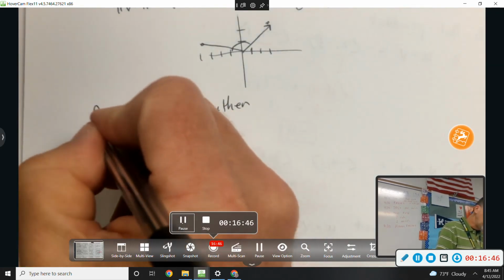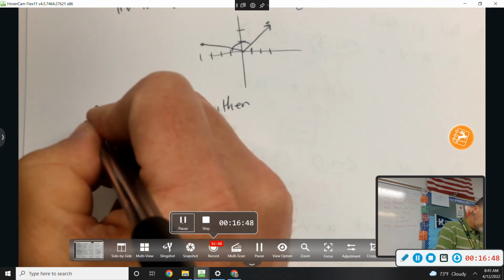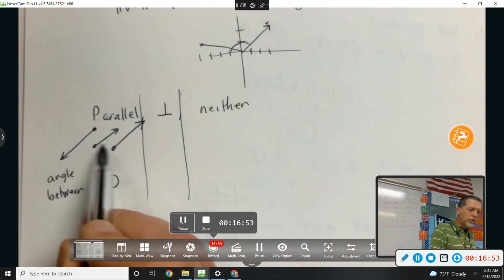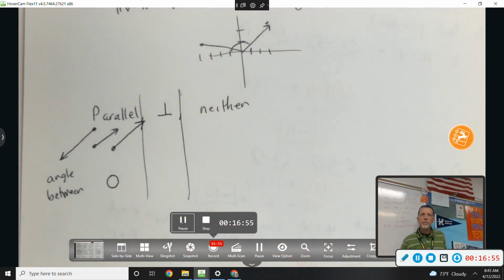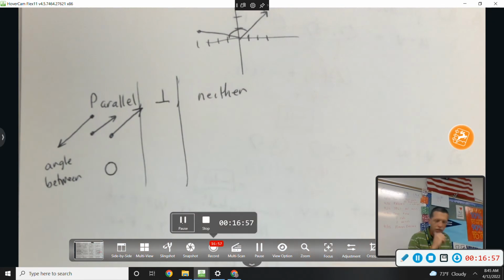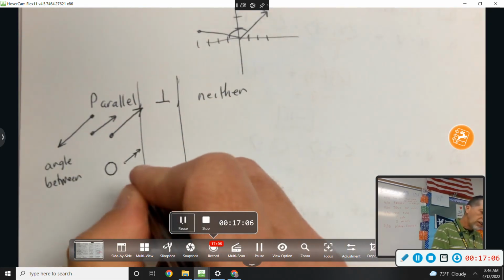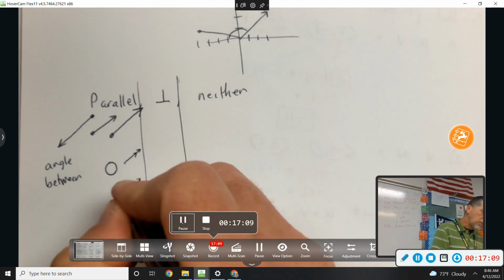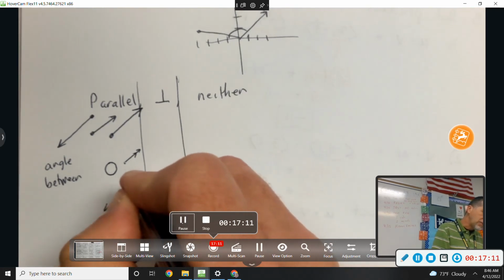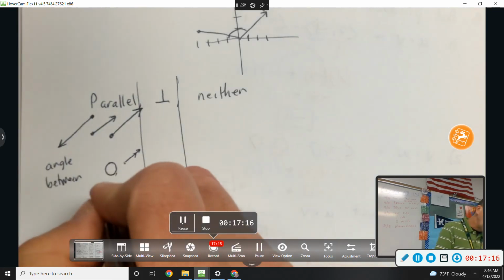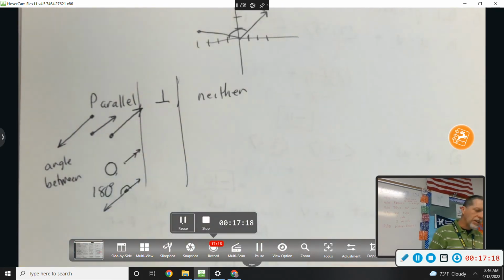What about if it's pointing the other way? What would the angle between those two vectors be? If I put their starting points at the same spot, what would that angle be? So 0 would be where they're right on top of each other. If one's pointing one way and one's pointing exactly the opposite, 180. So if you get 0 or 180, you're parallel.